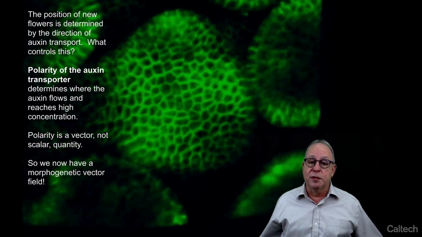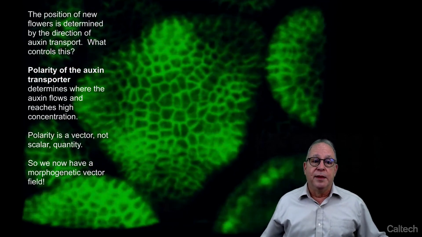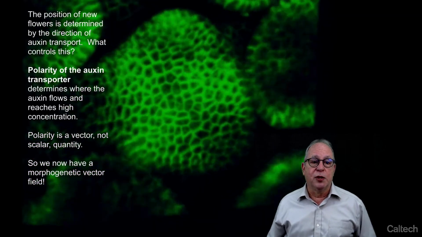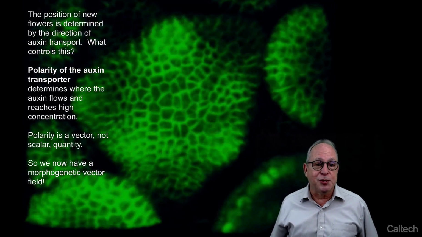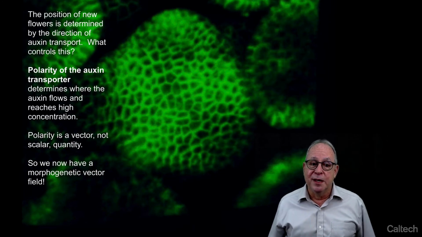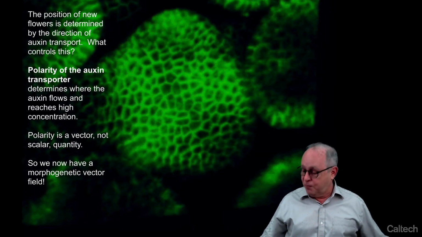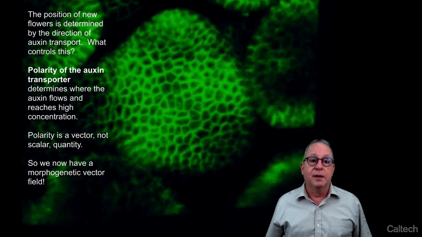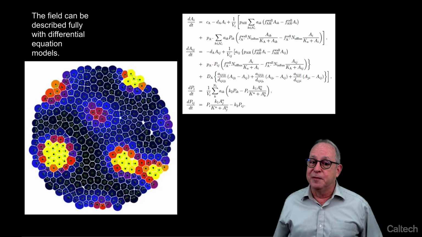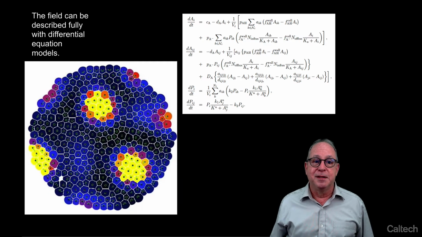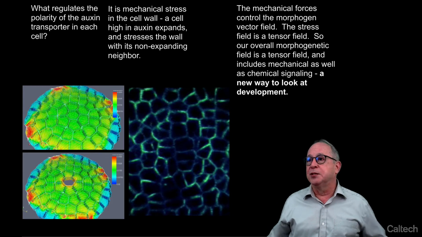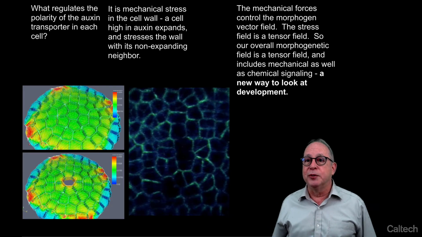What controls the direction of auxin transport? That is the polarity of the auxin transporter, which determines where the auxin flows and reaches high concentration. Polarity is a vector, not a scalar quantity, so now we have a morphogenetic vector field. The field can be described fully with differential equation models. And then we have to ask the question, what regulates the polarity of the auxin transporter in each cell?